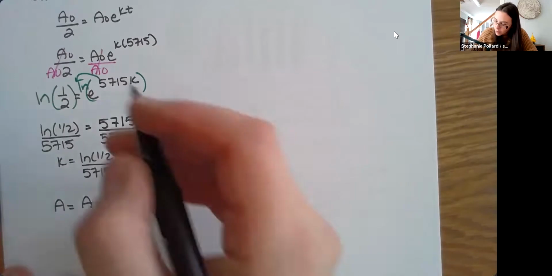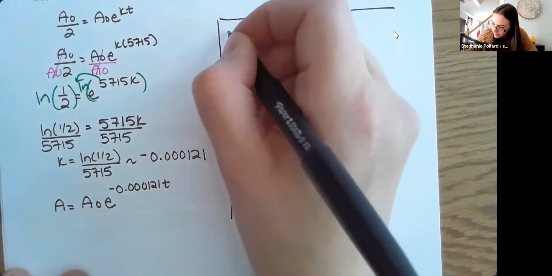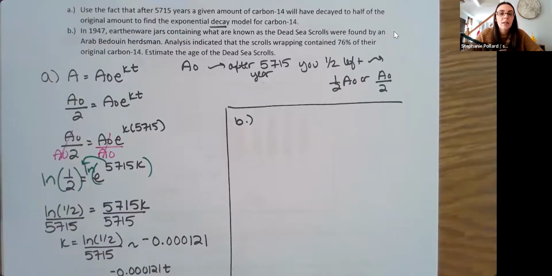All right, so let's look at part B here. In 1947, earthenware jars containing what are known as the Dead Sea Scrolls were found by an Arab herdsman. Analysis indicates that the scrolls' wrapping contained 76% of their original carbon-14. Estimate the age of the scrolls.